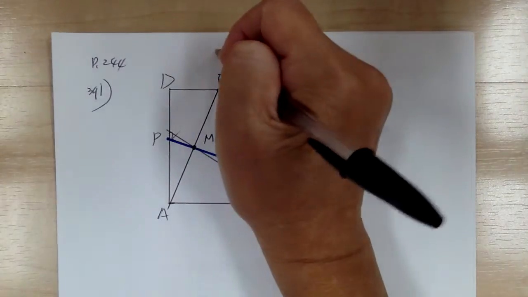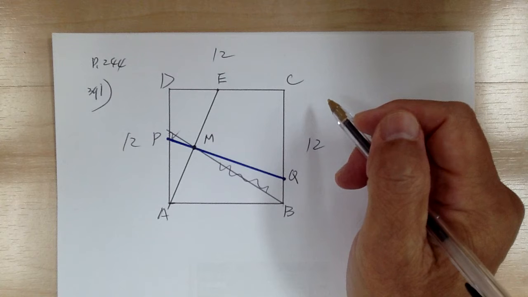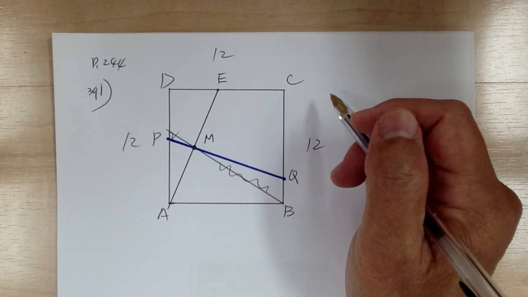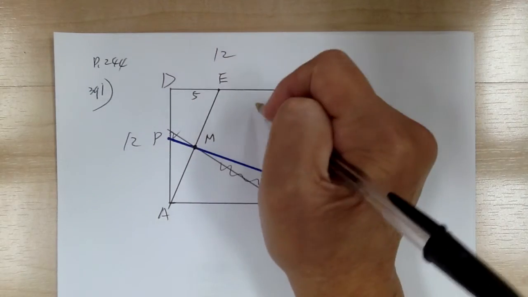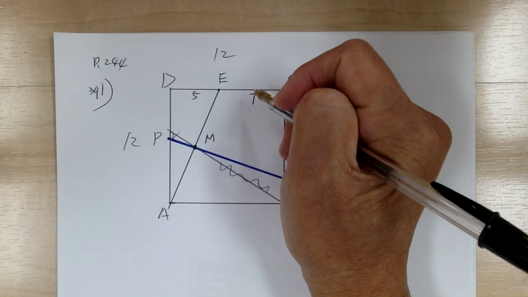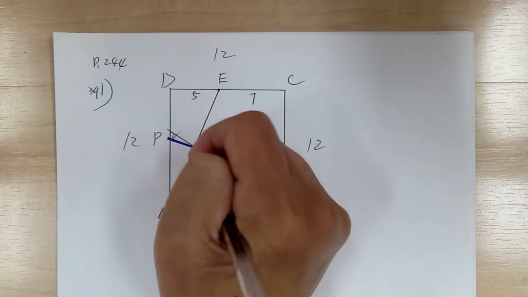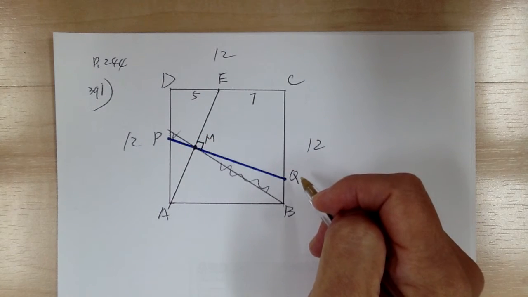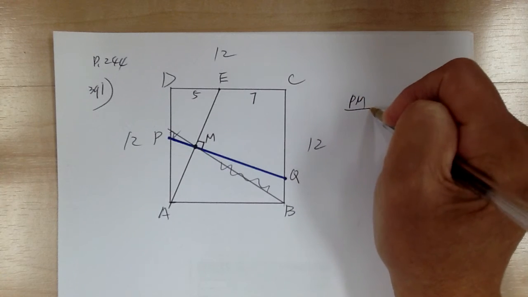Okay, so each side has a length of 12. And E is a point on DC that is 5 from D, so this is 5. That way this would be a 7. And it tells you that this is perpendicular. And you find the ratio of PM to MQ.